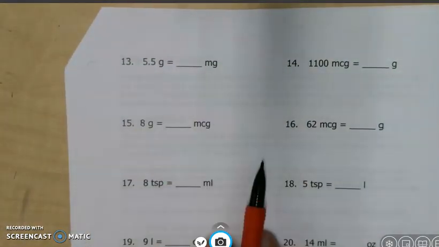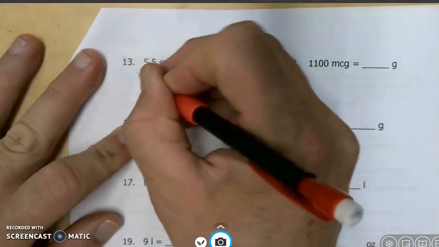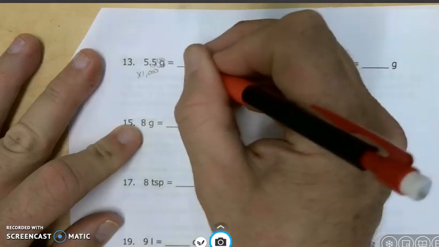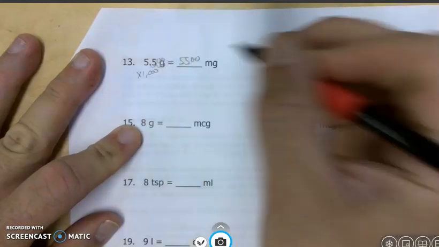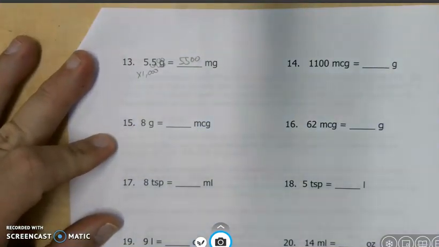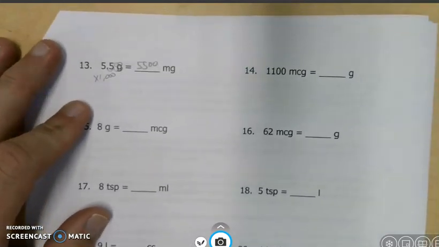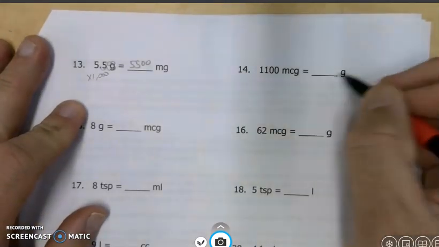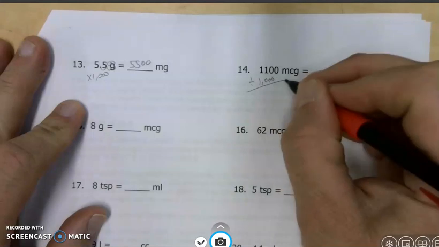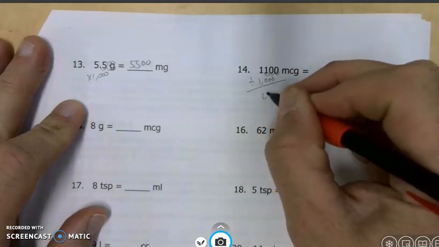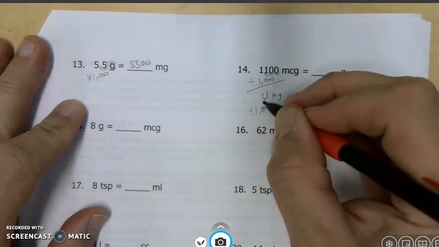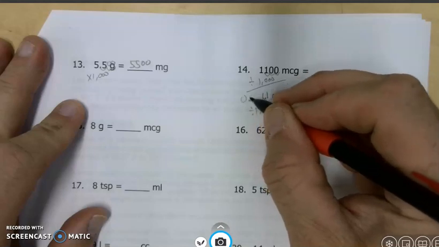All right, milligrams looks like a bigger number, so I'm going to multiply by 1,000. Moves the decimal 1, 2, 3 places, so I'm going to put in 2 more zeros. 5500. Microgram looks like a bigger number, so I have to make it smaller, but I'm going to do 2 conversions. I'm going to go to milligram first, divide by 1,000, and then divide by 1,000 again. So 1, 2, 3, 0 point, and 2 zeros.